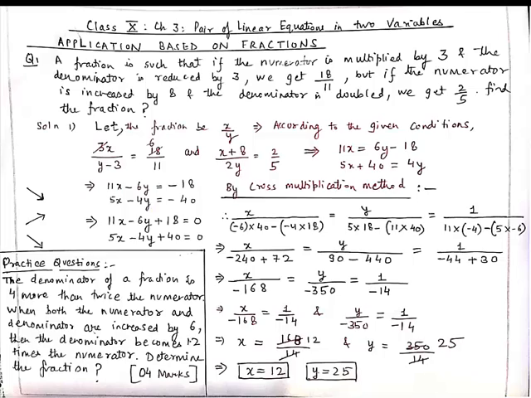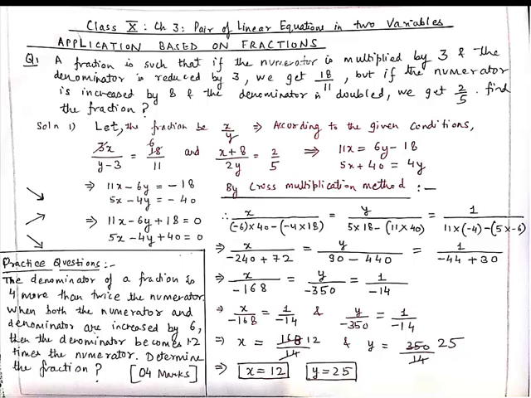Today we will do the second application of pair of linear equations in two variables, which is based on fractions. So our first question for today is: a fraction is such that if the numerator is multiplied by 3 and the denominator is reduced by 3, we get 18 upon 11. But if the numerator is increased by 8 and the denominator is doubled, we get 2 upon 5. So we have to find the fraction.